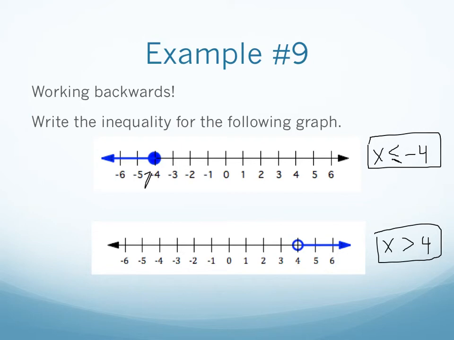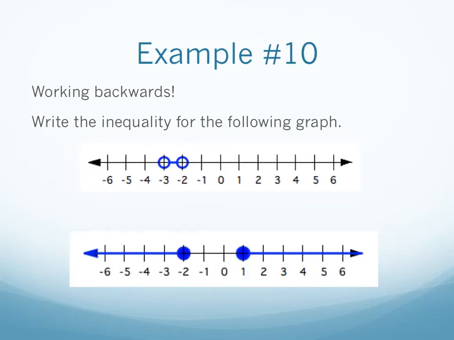So again, this means it's going to be equal to. This tells us there's going to be no equal, depending on whether or not the circle is filled in. Going to have to be able to do a compound like this.